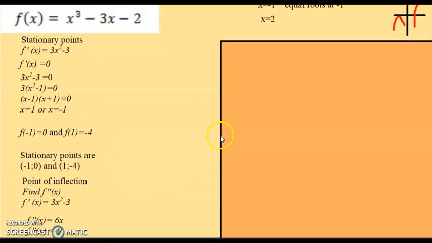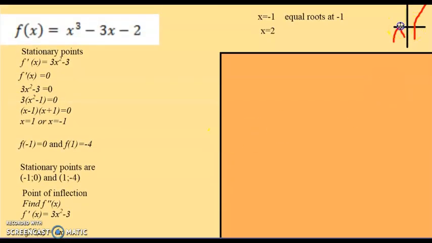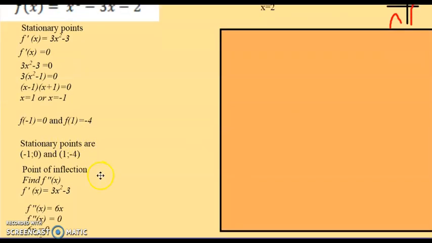Why is it called a stationary point? Because the gradient of the tangent to the function will be parallel to the x-axis, which makes that then a stationary point.